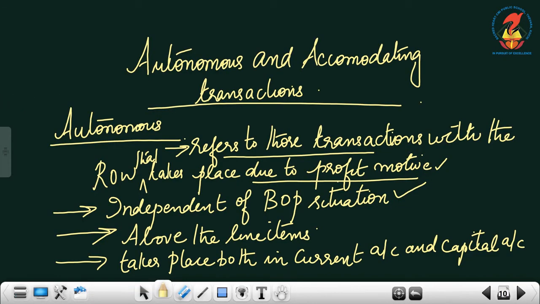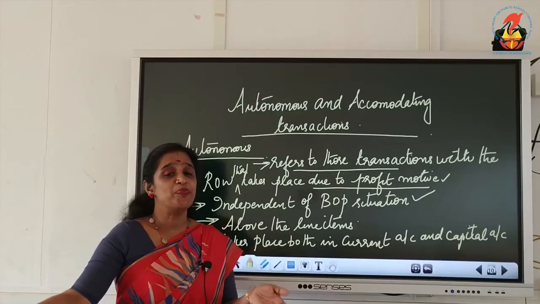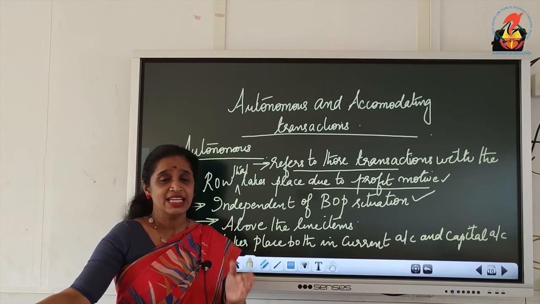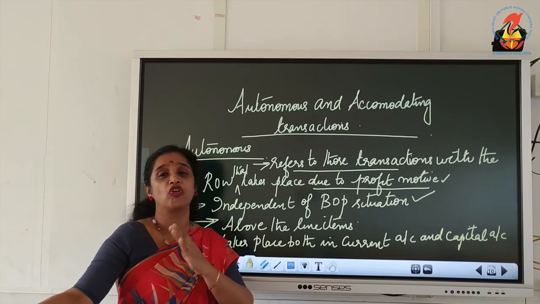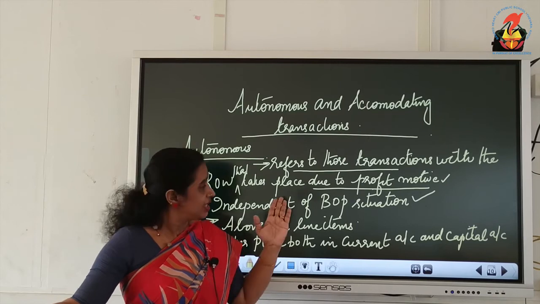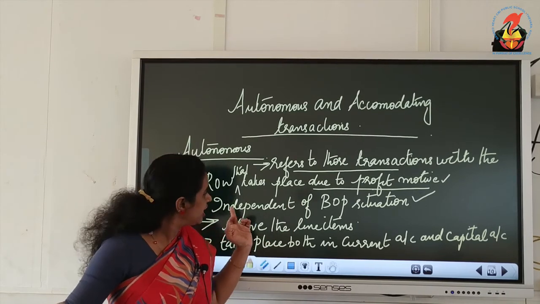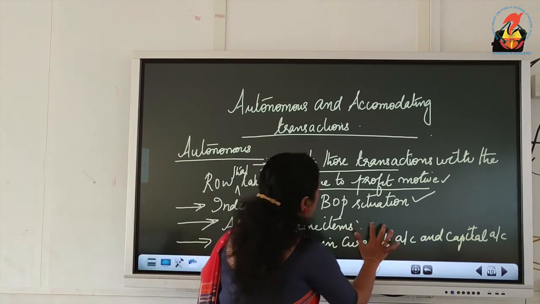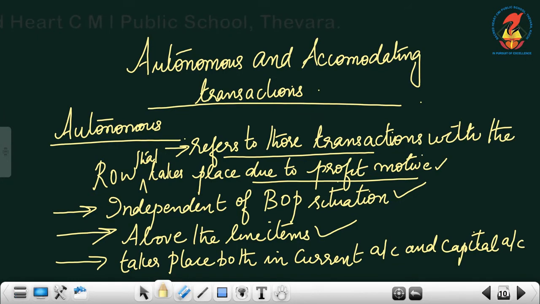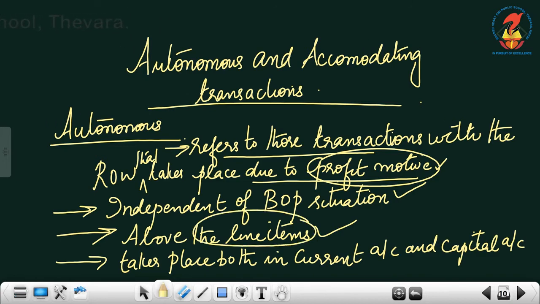Actually, what do we do in the BOP situation? We just try to balance the debit side and the credit side. When you think about autonomous transactions, just think in the operational sense. Now, it is independent of the BOP situation. Next, it is an above the line transaction. Why is it known as an above the line transaction? Because it takes place due to profit maximization. Therefore, it is known as above the line items.